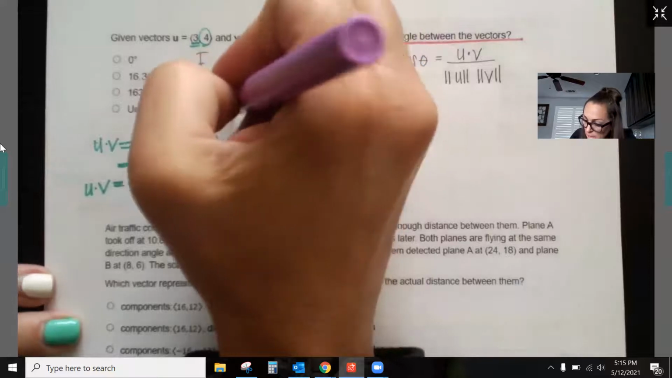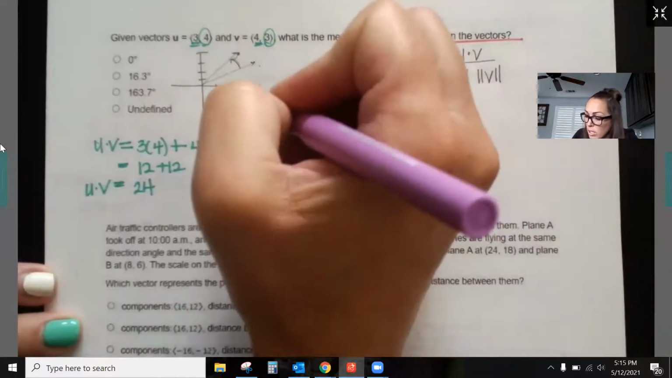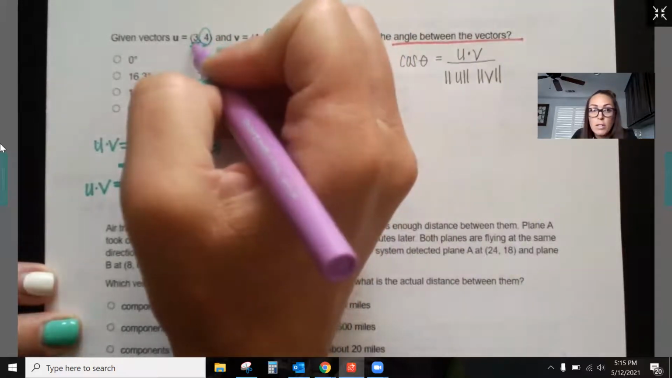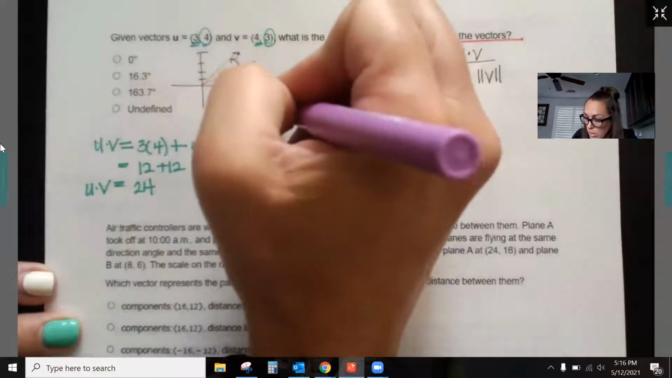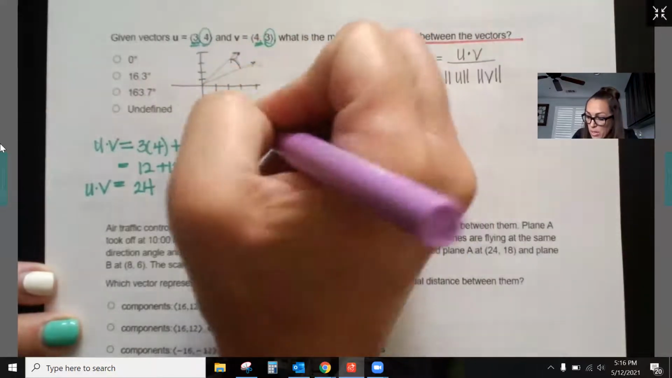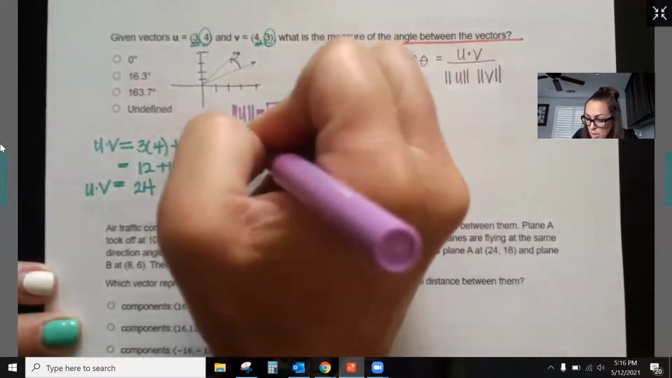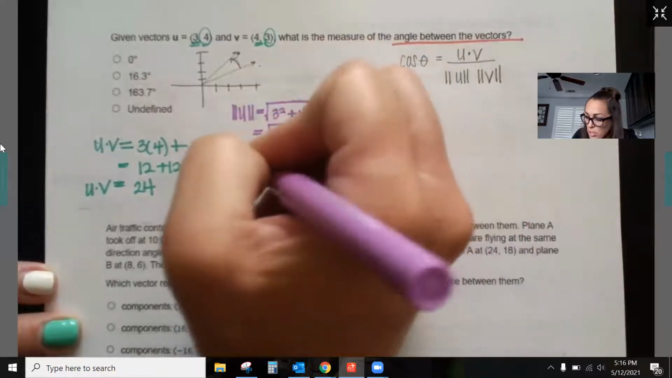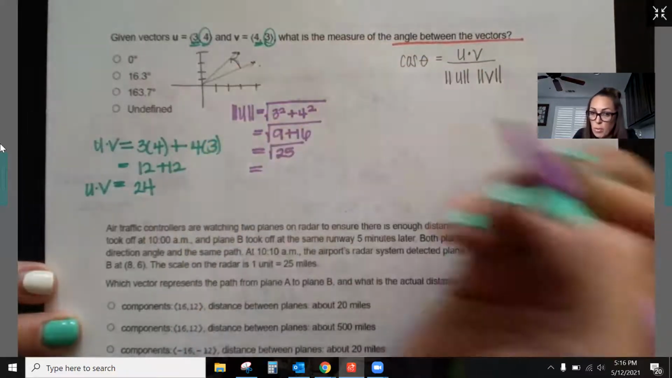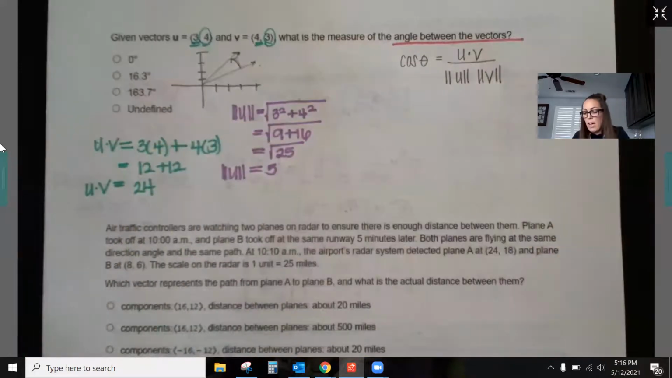So let's look here, the magnitude of u. So the magnitude, the length of u, is going to be the square root. I square the first term and I add it to the square of the second term. So it's 3 squared plus 4 squared. So it's going to be the square root of 9 plus 16, which is the square root of 25, which is just 5. So the magnitude of u is just 5.